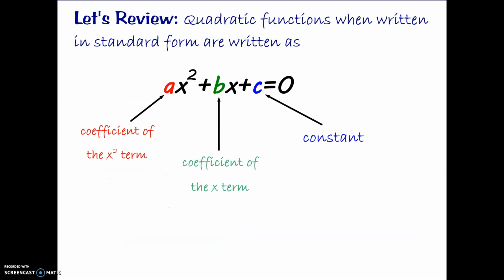Another thing I want to review, because it's extremely important for the quadratic formula, is identifying your a, b, and c values. When a quadratic function is written in standard form, a, b, and c are the numbers either in front of a variable or the constant. Your a is the coefficient of x squared, your b is the coefficient of the x term in the middle, and c is your constant at the end. And remember, equations should always be set equal to 0 when solving quadratic functions.